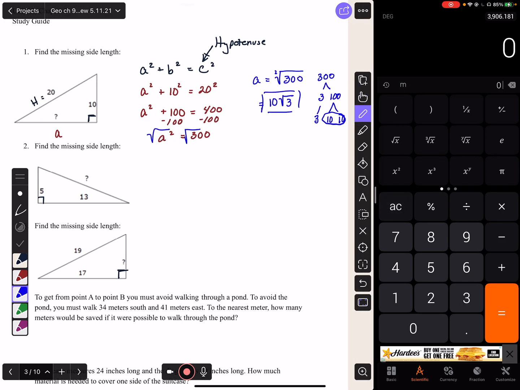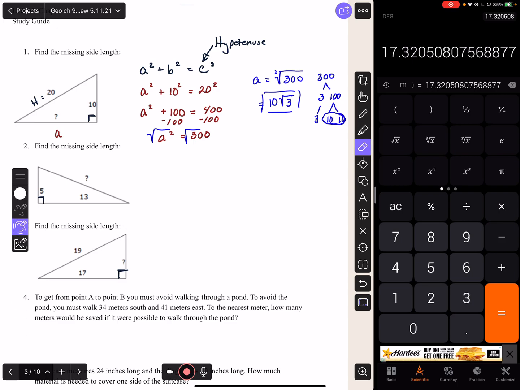And that's a number, you always have to remember that, 10 root 3. I just took the square root of 3 on my calculator, now times 10. So that side is about 17.3 feet or inches or yards, whatever they're measuring in. Let's look at number 2.